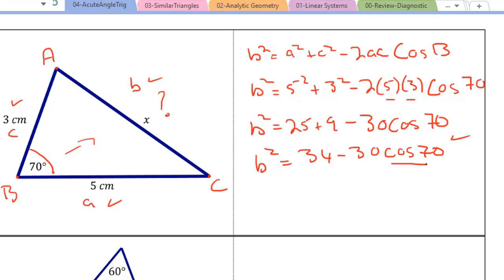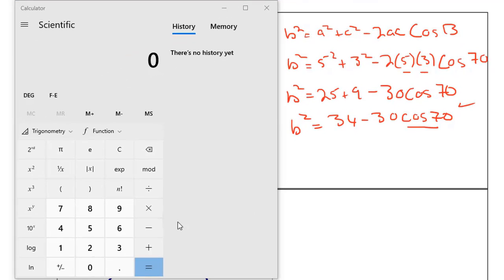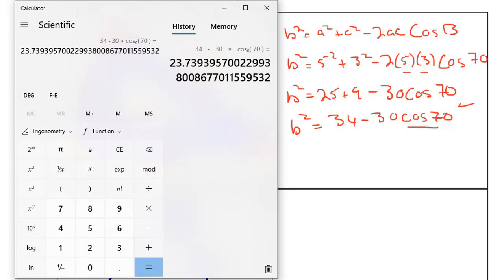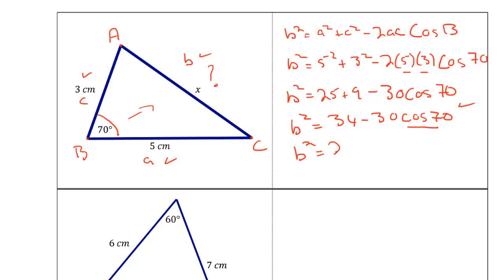If you're going to find this out independent of everything else, in other words, if you're just going to calculate cosine of 70 first and then plug it into your equation, you need to use 4 decimal places. So to type this in on a calculator, I'm going to start with 34 minus 30 times, and remember this is a backwards calculator, so I have to enter in the angle first and then cosine. Figure out what that equals, and now we know that B squared is 23.7. But we're looking for B, which means that we have to take the square root of both sides, which means that B is going to be approximately 4.9.